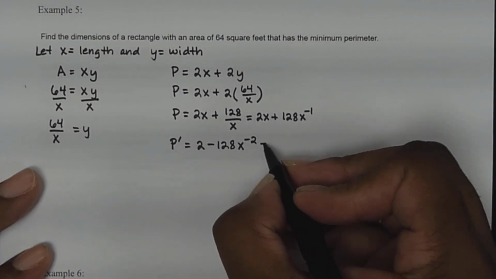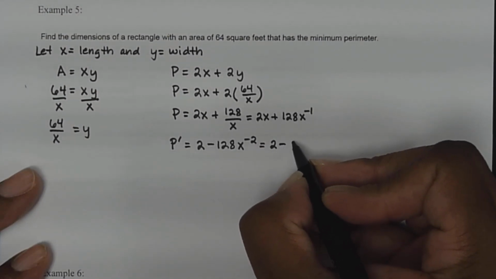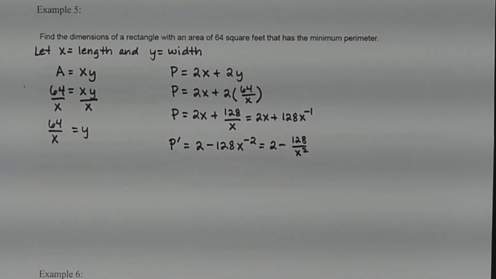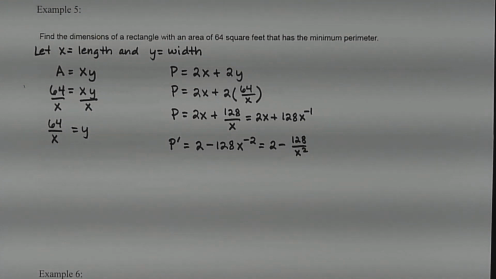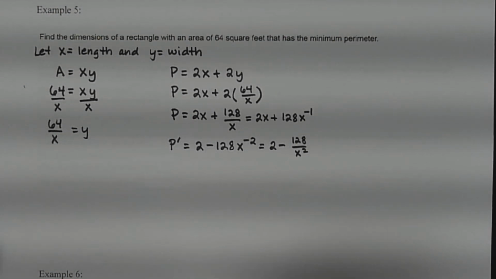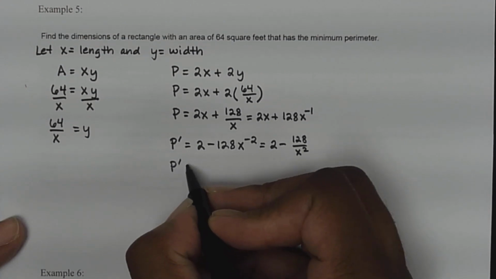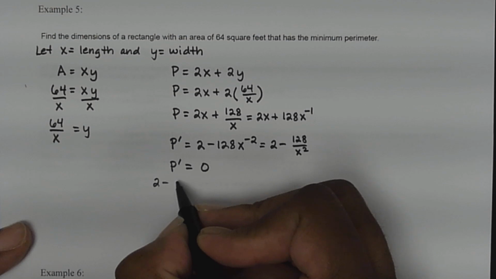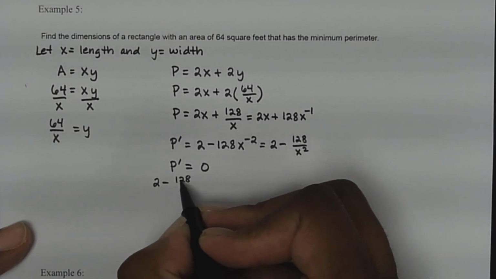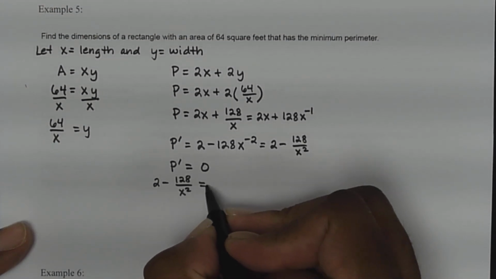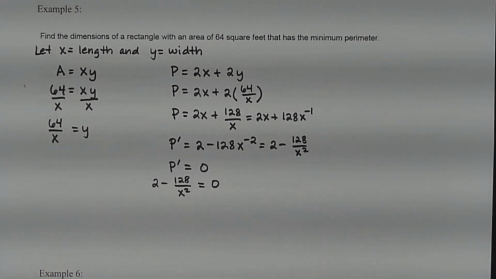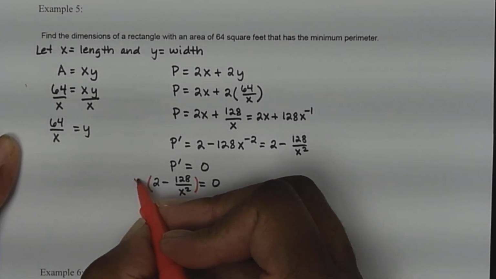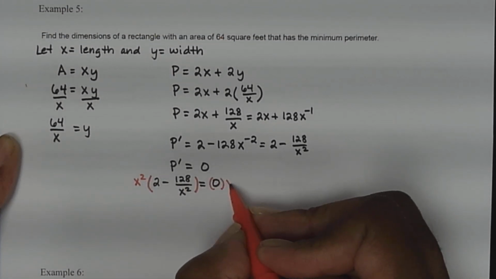And I also can write this using positive exponents: 2 minus 128 over x squared. Now the next step would be to set that first derivative, which is P prime, equal to 0. So here's what I'm going to have: 2 minus 128 over x squared equal to 0. And then the next step would be to get rid of that x squared in the denominator by multiplying both sides of the equation by x squared.